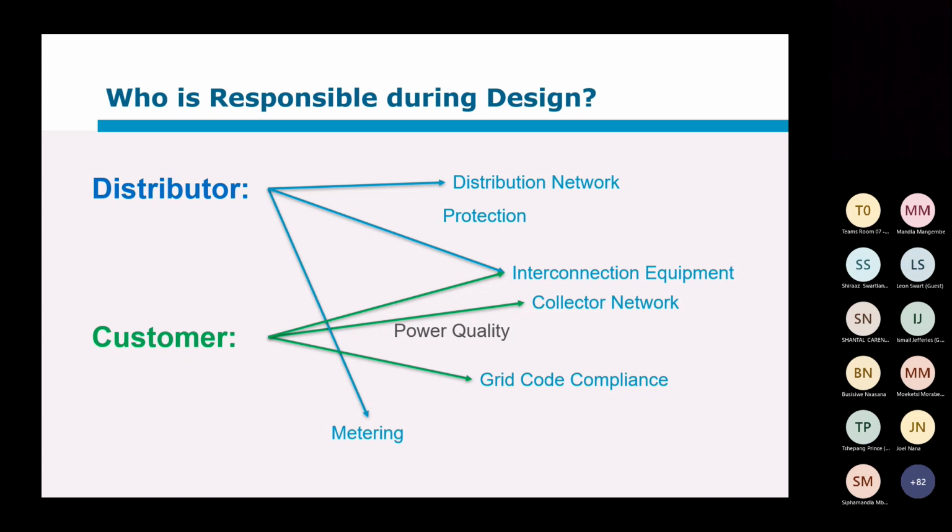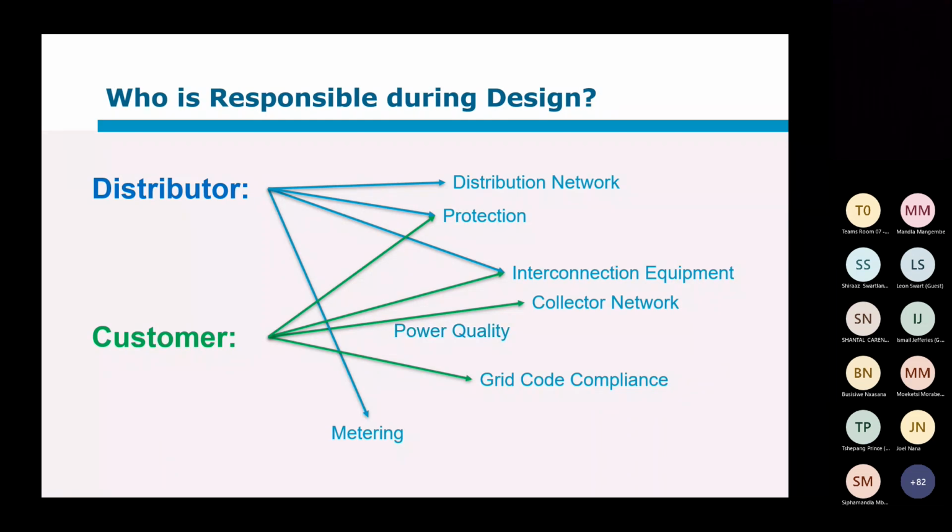Then protection. Shiraz says the distributor specifies it. That's in the interconnection standard, yes. Okay, there's a lot of people that say both now. Once again, protection needs to be properly integrated between the two parties.